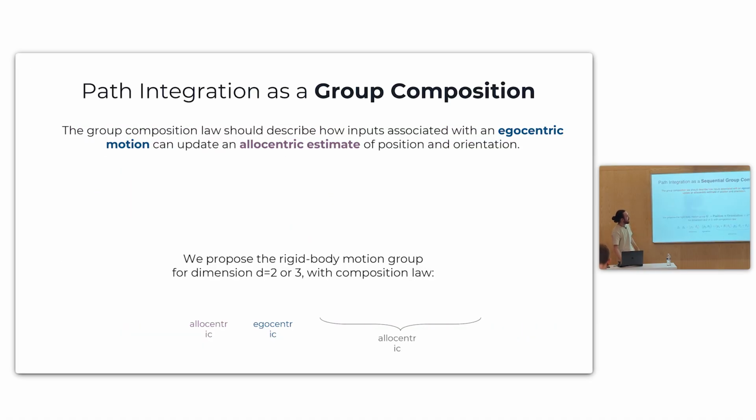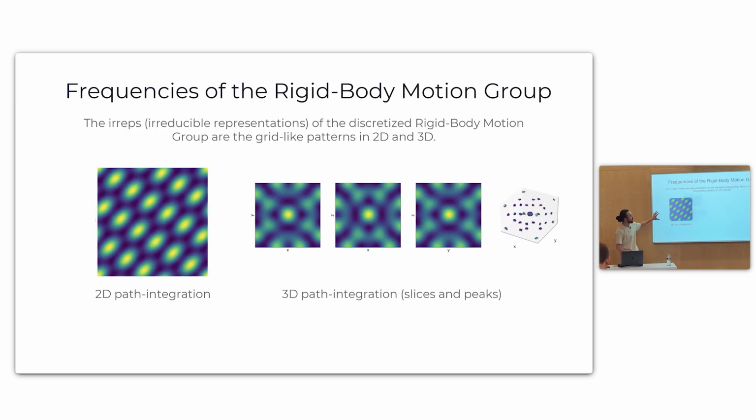And I'm just going to give you the gist of it. The idea here is we think of path integration abstractly as really sequential group composition. Integrating a sequence of group compositions. That group is going to be the group of all rigid body motion in 2D, this SE2. And this group has interesting behavior. In particular, the irreducible representations of this group in 2D actually are hexagonal waves, hexagonal lattices with different resolutions. And in 3D, you get weird lattices. I mean, things that I don't really know how to describe.